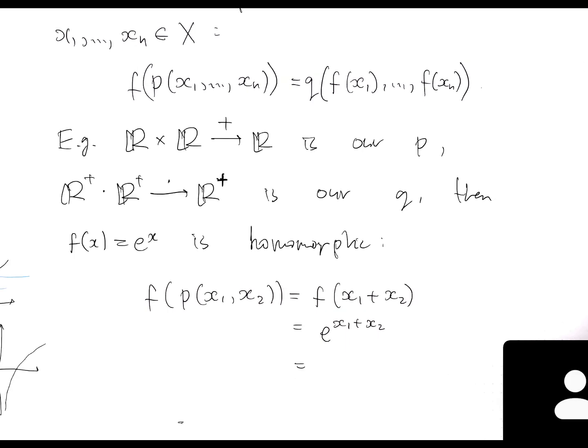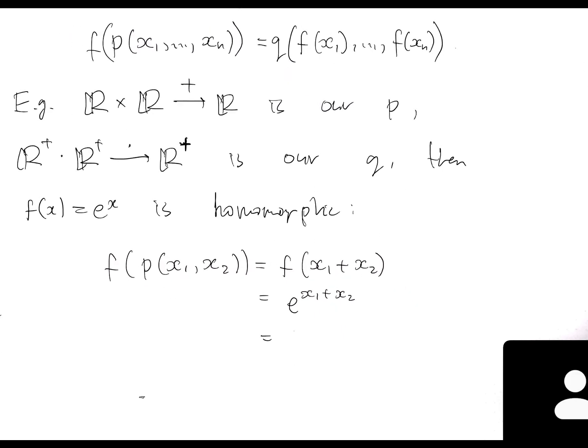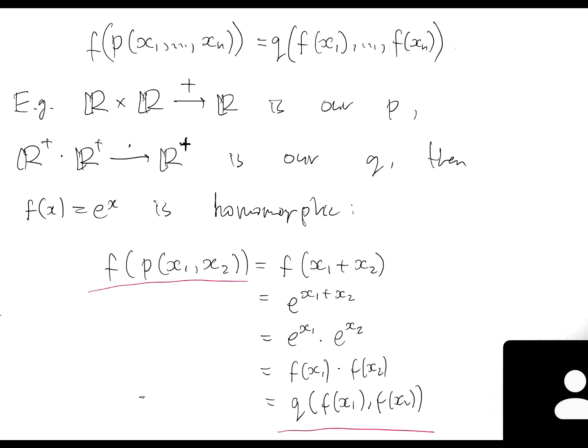And of course, we know that this equals e to the power x1 times e to the power x2. But e to the power x1 is nothing other than f of x1, right? So we get f of x1 times f of x2. On the other hand, times is our operation q. So we can rewrite this as q of f of x1, f of x2. And you see, we get this homomorphic property in this example.